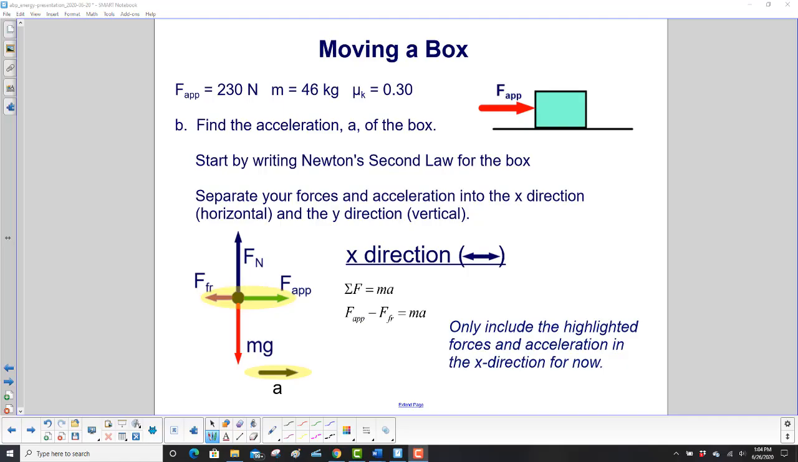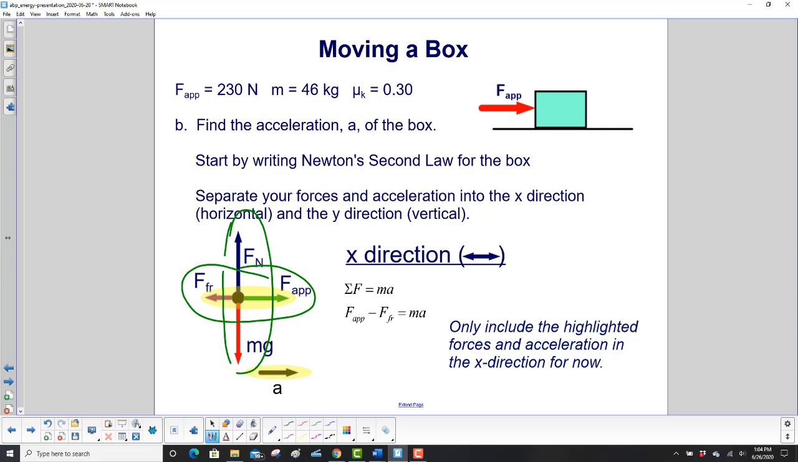Find the acceleration of the box. So that means we need Newton's second law. We'll separate our forces and the acceleration into the x direction, horizontal, and the y direction, which is vertical. Let's look at the x direction first. The sum of the forces is ma.